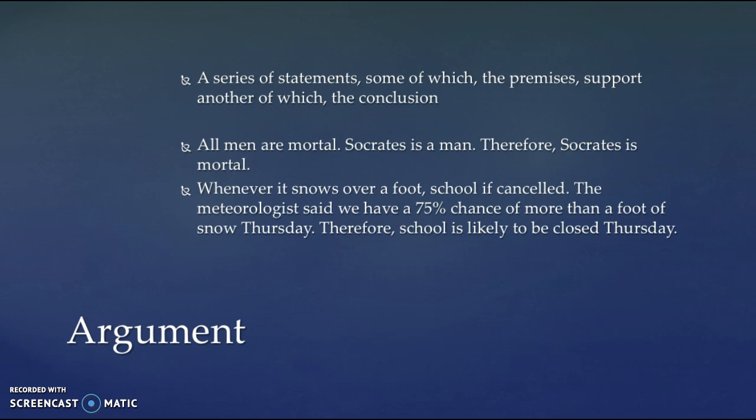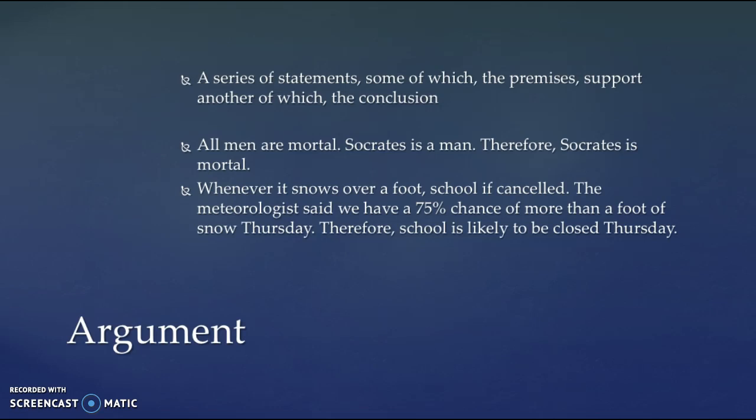An argument itself is a series of statements, some of which, the premises, support another, the conclusion. We have two examples here. All men are mortal. Socrates is a man. Therefore, Socrates is mortal. These statements are three. And two of them, the first two, all men are mortal and Socrates is a man, support the final one, Socrates is mortal, which is the conclusion.